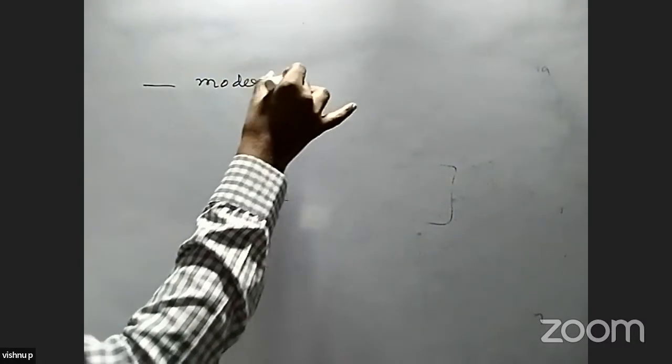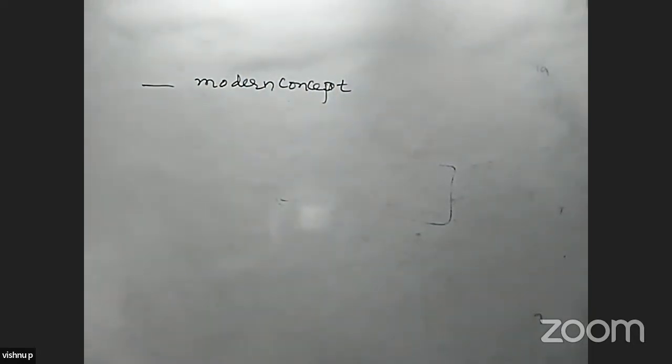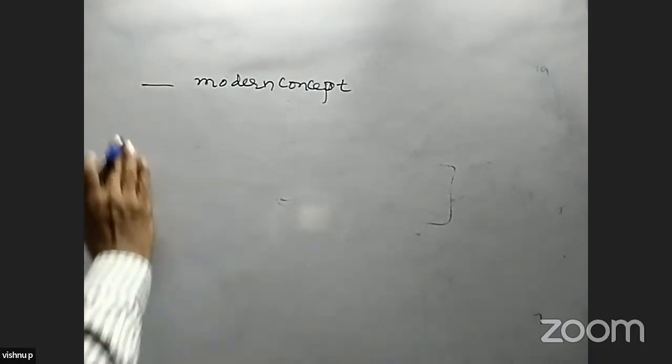And next, Bohr theory is against the modern concept. According to the modern concept, a subatomic particle like the electron shows both wave nature and particle nature, but according to Bohr's theory, electron is considered as a particle only. So this is a major drawback of Bohr's theory.